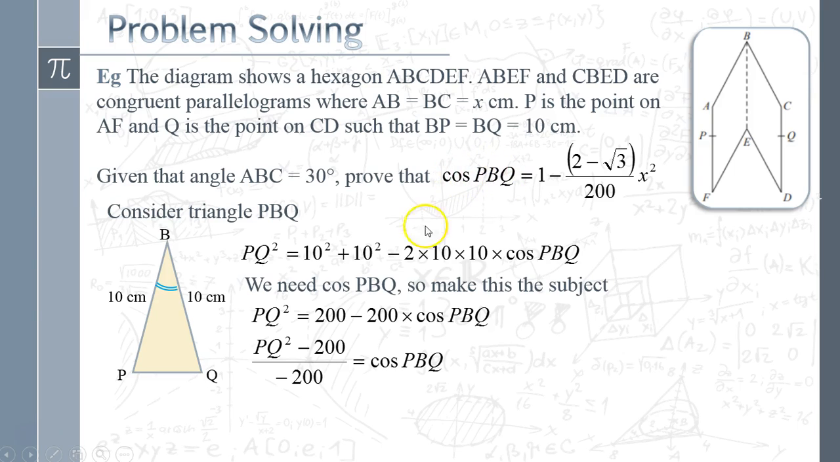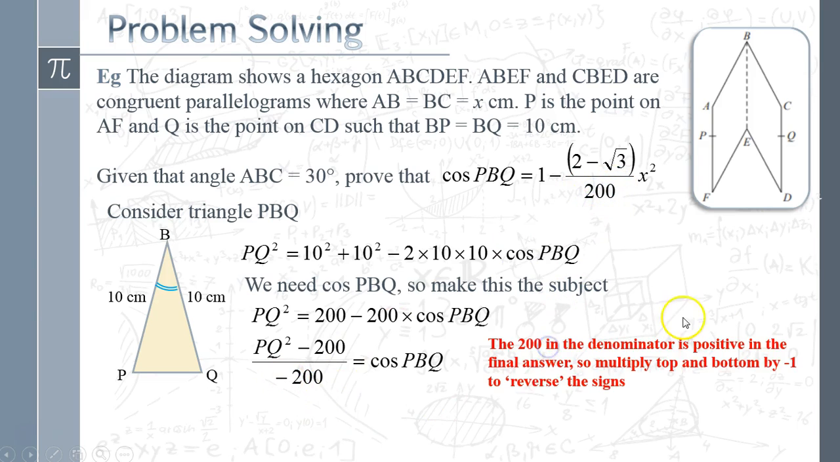Now, the thing I'm noticing is we've got this 200 that's appeared on the bottom here. But you can see here it's negative, here it's positive. So to make life a little bit simpler, and get my result to look something like where I'm heading towards, I'm going to take this minus 200 and turn it into a positive 200. So I'm going to times the top of the fraction and the bottom of the fraction by minus 1. Just reverse the signs there and reverse the sign on the bottom.